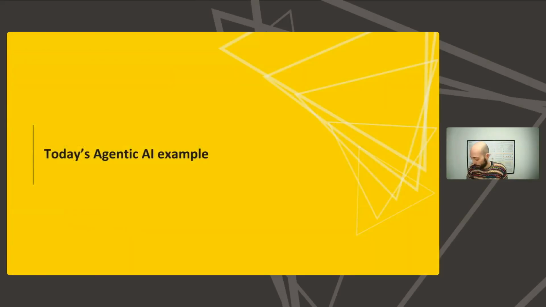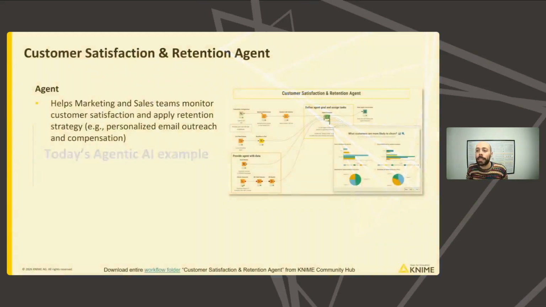The example that we're going to be looking at today is a customer satisfaction and retention agent. The goal of this agent is to help the marketing and sales team monitor customer satisfaction for a manufacturer, for an e-commerce, and apply retention strategies as needed. Essentially, creating a personalized email outreach if a customer is at risk of churn, providing, for example, a little compensation so that hopefully the customer doesn't churn.